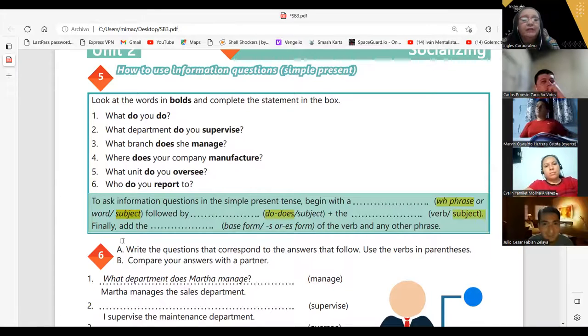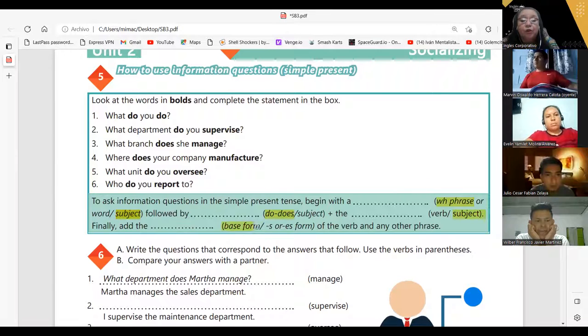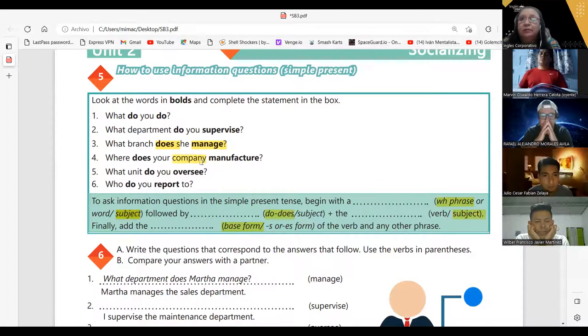What do you do? Finally, add the base form of the verb. Base form. Why? Because always when we use a modal auxiliary, we use the base form of the verb. Look at this. Does manage, even though the subject is she, but it is a question. We are using the modal auxiliary, so the verb doesn't suffer any change. And here, company is third person singular, it. Does your company manufacture? We are using does, then the verb doesn't suffer any change.